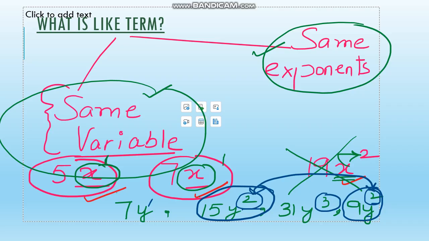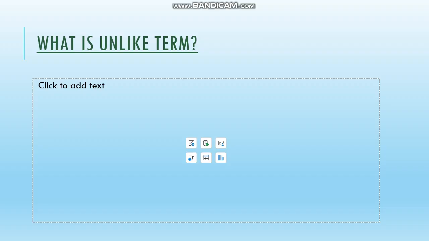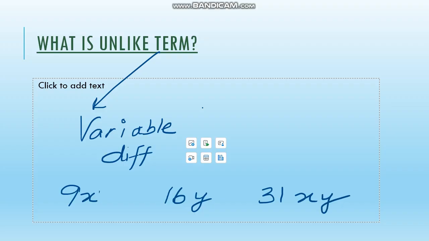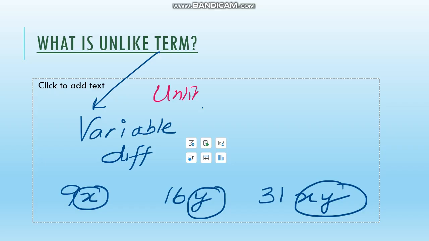So that also means, what are unlike terms? Unlike terms will be terms where either the variable will be different. This becomes the easiest case. If I have 9x and 16y and 31xy, if you look at the variables, here is x, here is y, and here is xy. So all the variables are different. In this case, when the variables are different, they are absolutely unlike terms. There is no question about like terms.